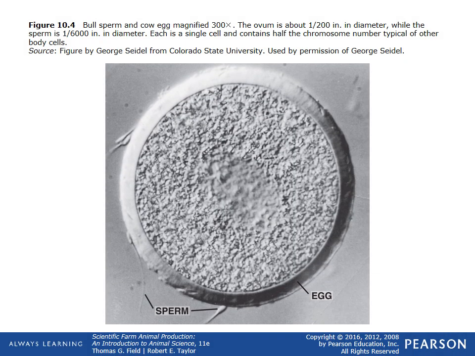Here's a microscopic look at an egg that's been ovulated there in the center, and then you can see little sperm attached on the outside. The sperm are minuscule in comparison to the size of the egg. So just a nice microscopic diagram of what's going on when you look at the size of an egg versus a sperm cell.